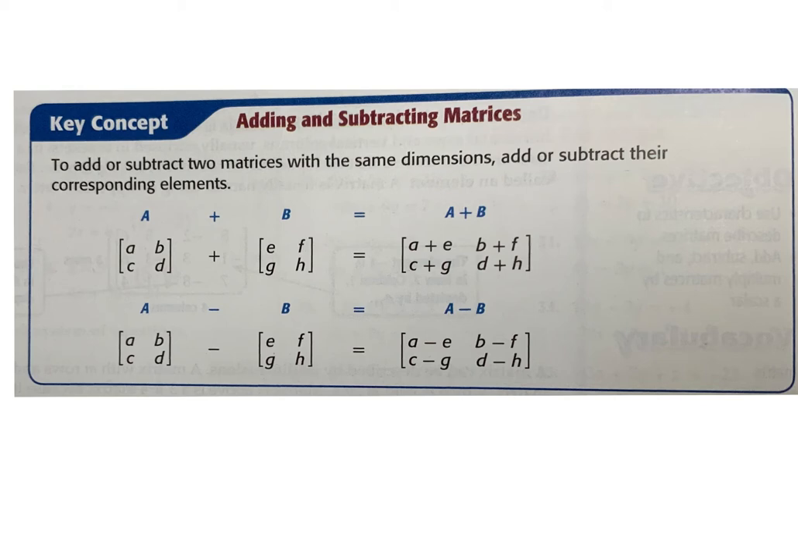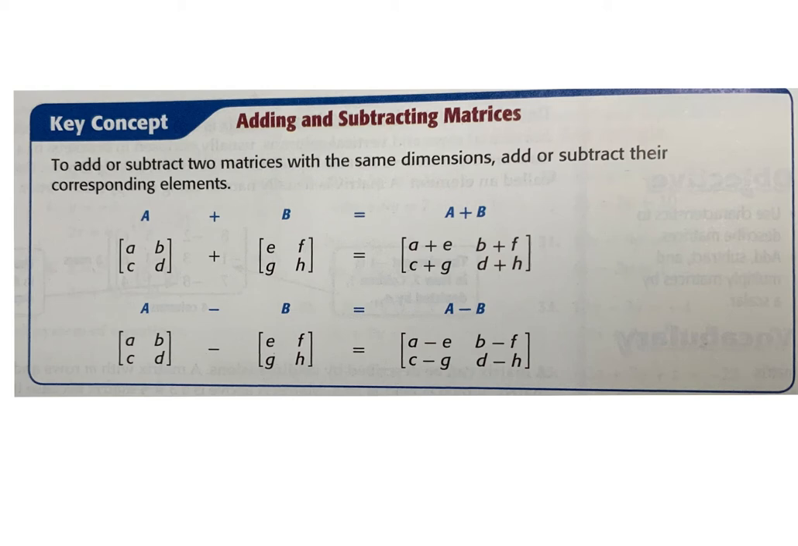If they don't have the same exact dimensions, you will not have a corresponding element to add it to. So if I'm adding, I'm literally going to take A and add it to E, and that's going to be my first element. B added to F, that's going to be my second element, and so on and so forth. Same thing with subtraction. A minus E, that's my first element. So you're either adding or subtracting your corresponding elements. I will say, this is not hard.